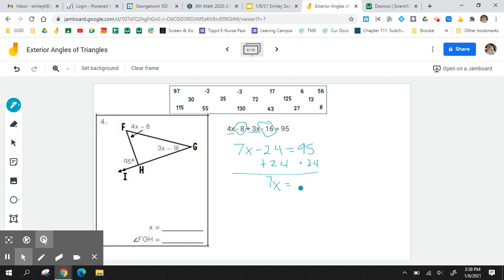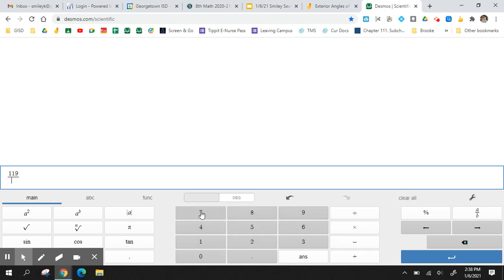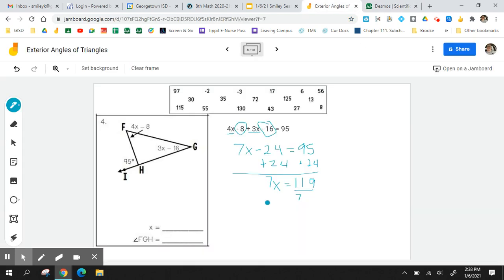All right, so you should have added 24 to the other side, and you got 119. Then you divide by 7. You get 17. X equals 17.